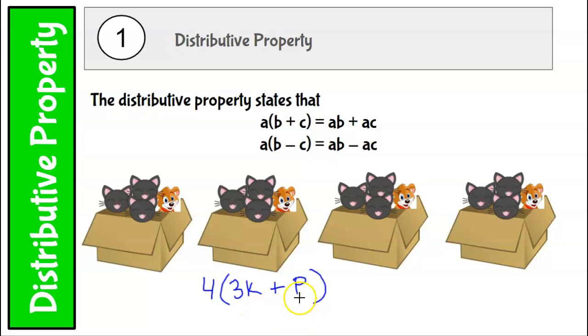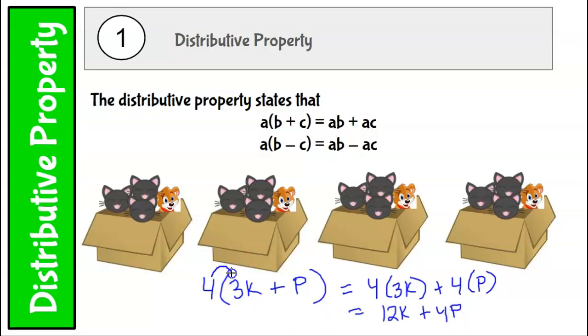So that's what it represents, 4 boxes, the parentheses being the boxes, and in each box I have 3 kitties and 1 puppy. So how many kitties do I have altogether? Well, I have 4 boxes with 3 kitties, right? And I have 4 boxes with 1 puppy. And so that's a total of 12 kitties and 4 puppies. You multiply 4 times 3, you multiply the 4 times the coefficient, and then 4 times the P, and then whatever the symbol is here, you copy that down, unless it's a negative.